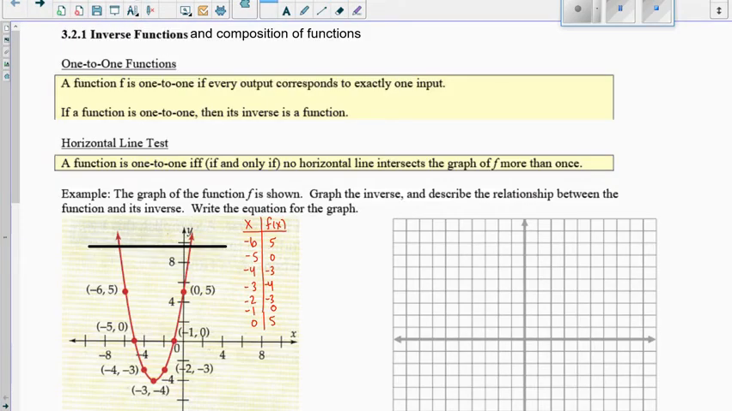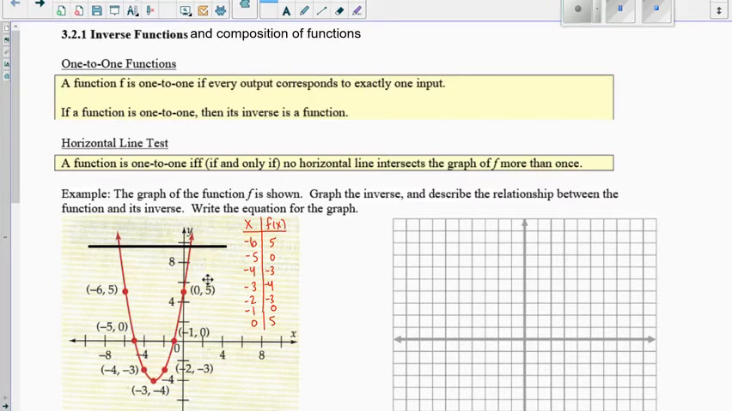One-to-one functions. A function is one-to-one if every output corresponds to exactly one input. If a function is one-to-one, then its inverse is said to be a function. We can also, in order to tell whether or not a function is one-to-one, use the horizontal line test. A function is one-to-one if and only if no horizontal line intersects a graph of f more than once.